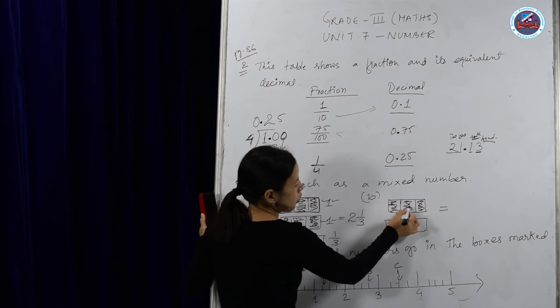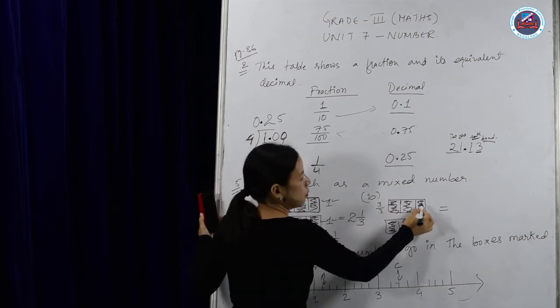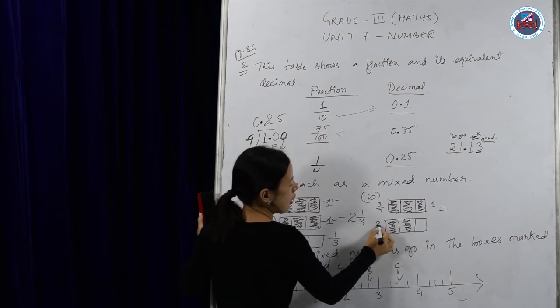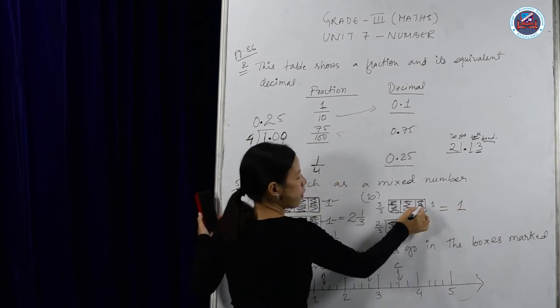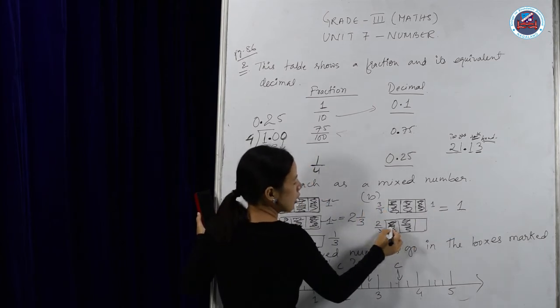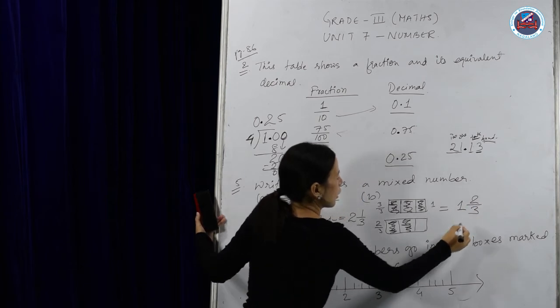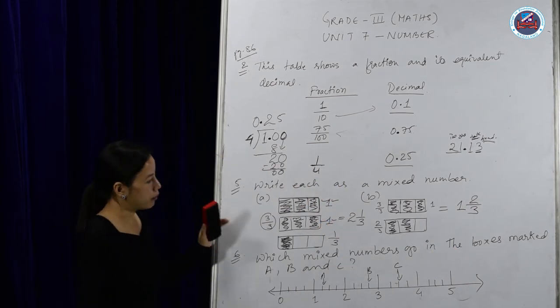Now here, out of these 3 parts, all the 3 parts are shaded, so that will be counted as 1. And here, out of 3 parts, only 2 parts are shaded, right? We have only 1 whole, so we write 1. And here, out of 3 parts, 2 parts are shaded, so we write 2 by 3. So that's how we use the diagram to write the mixed number.